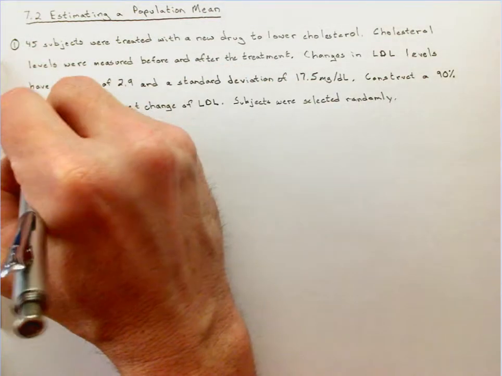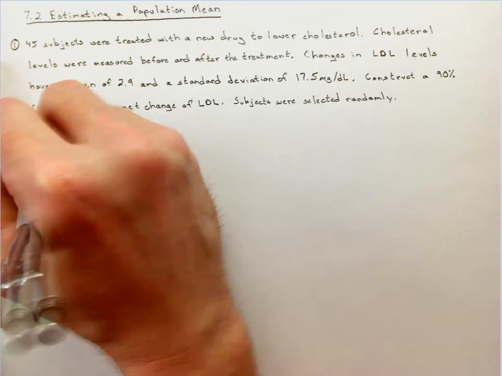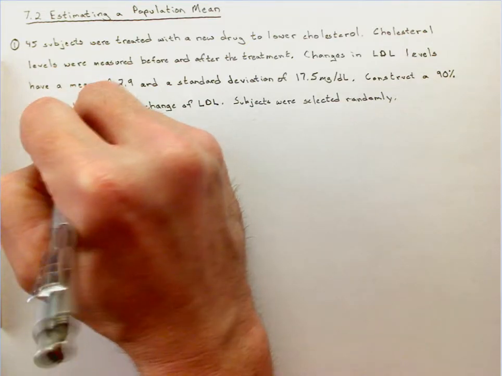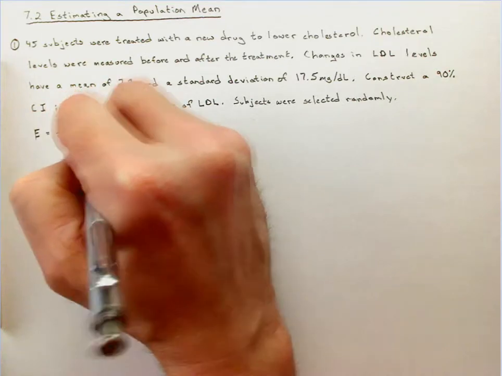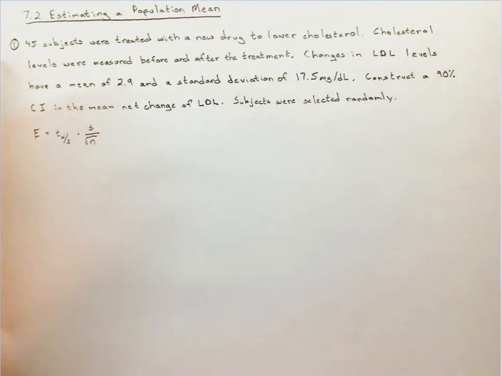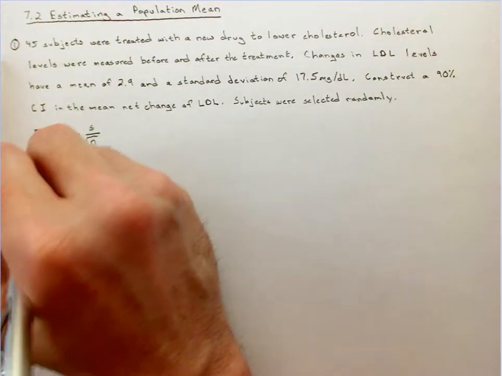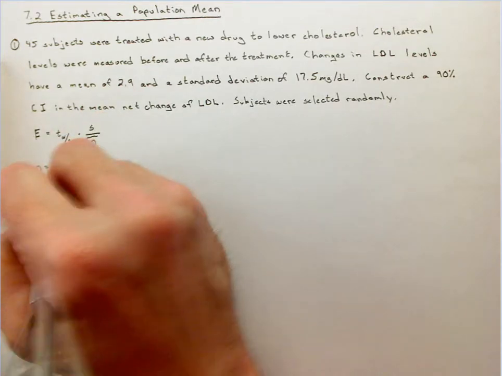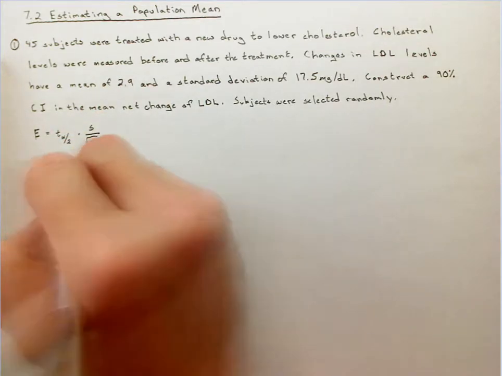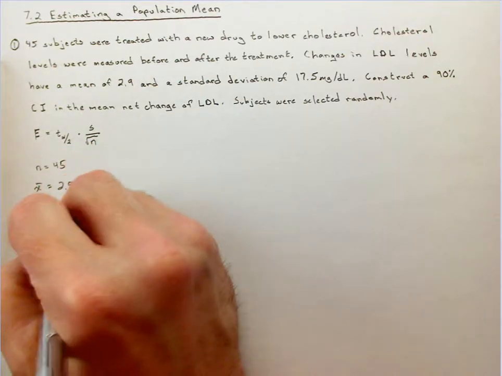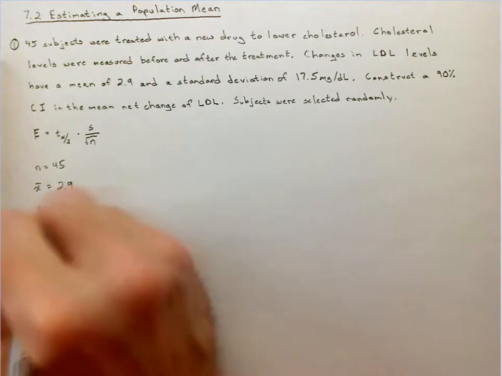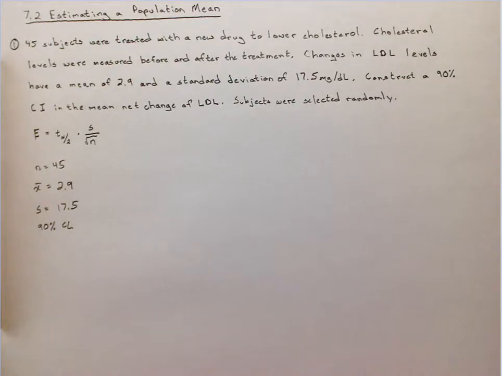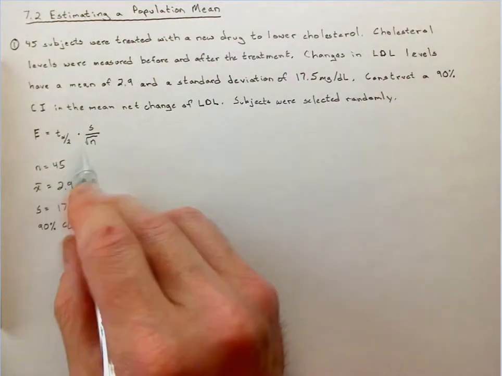So first thing I'm going to do is write out my formula, and again we're using t-score for this. And then my information that I have: n was 45, my mean 2.9, standard deviation, and it was a 90% confidence level. So I have s and I have n, so I need to calculate this.